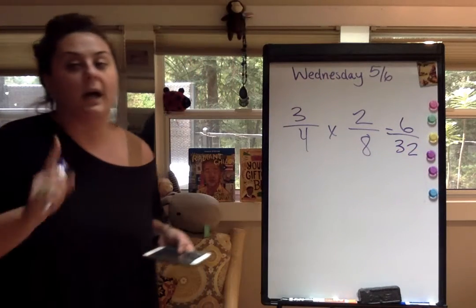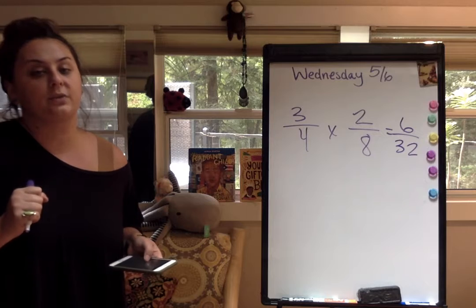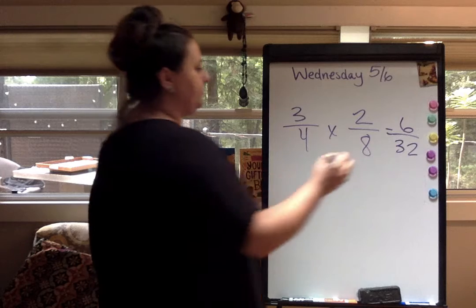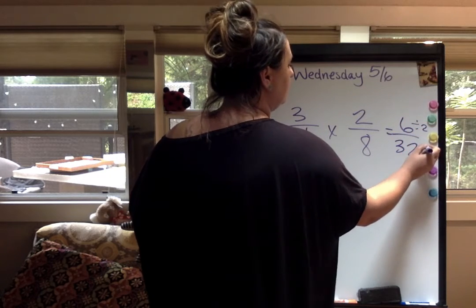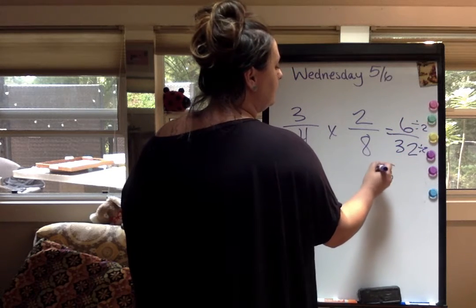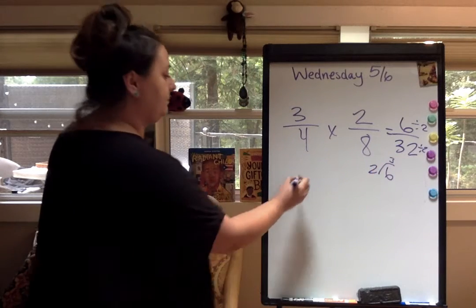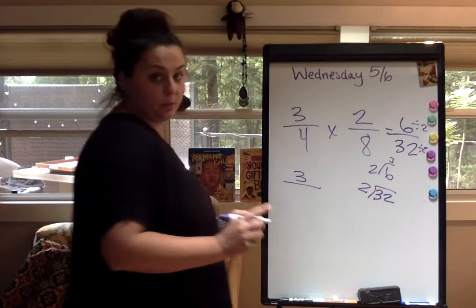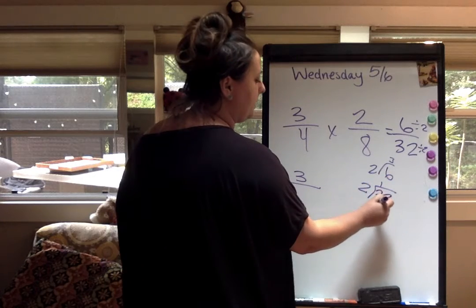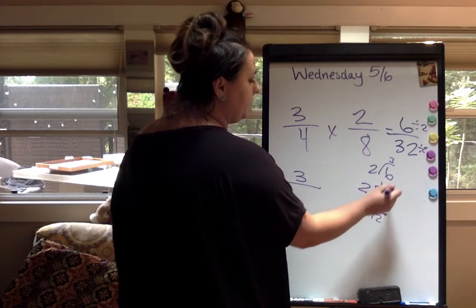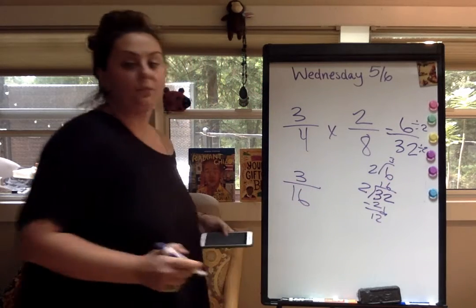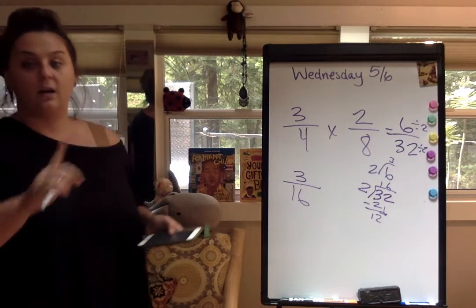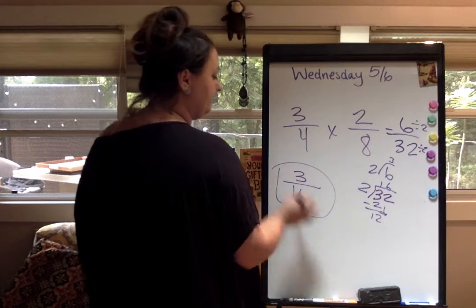Now we have to think, how am I going to reduce 6 32nds? Well, they're both even numbers, so you can always start with 2. So let's divide each of these by 2. So 6 divided by 2 is 3. And 32 divided by 2 is what? 2 goes into 3 one time. 2 goes into 12 6 times. Now, is there anything that we can get to go into both of these? Nope. That's your answer.